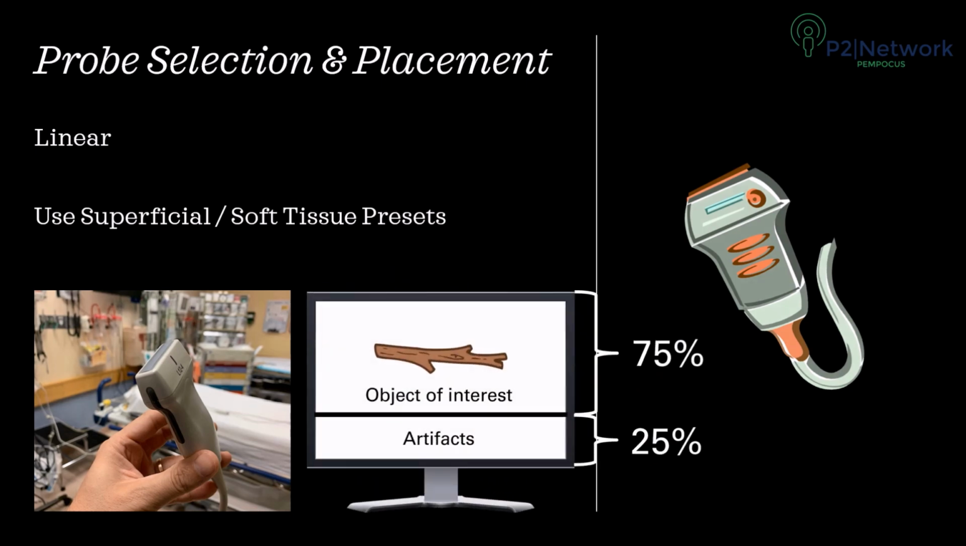Use the 75% rule for the object of interest. Have the object of interest occupy 75% of the screen. Leave 25% of the screen posterior to the object of interest to see adjacent structures, shadows, and artifacts.